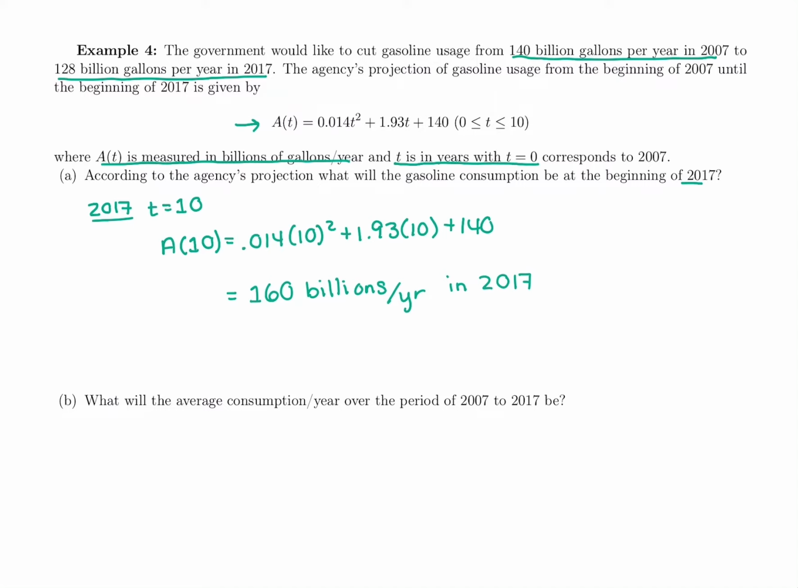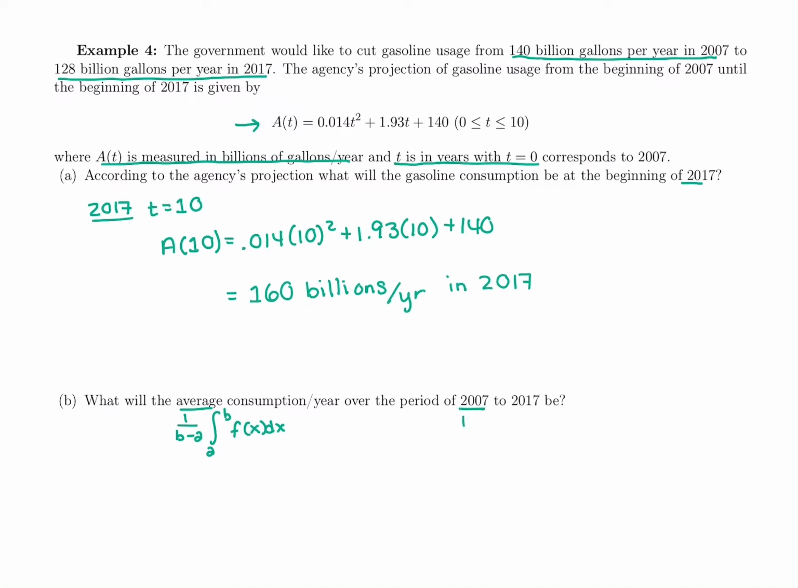The next part says, what will the average consumption be per year over the period from 2007 to 2017? So we know on average it was going up. We are going from 140 billion gallons per year in 2007 to 160 billion gallons per year in 2017. So what is the average net consumption over that period? We're going to use our average value formula to see what the average value is: 1 over b minus a, the integral from a to b of f of x dx. We're going to use this formula and apply it here.